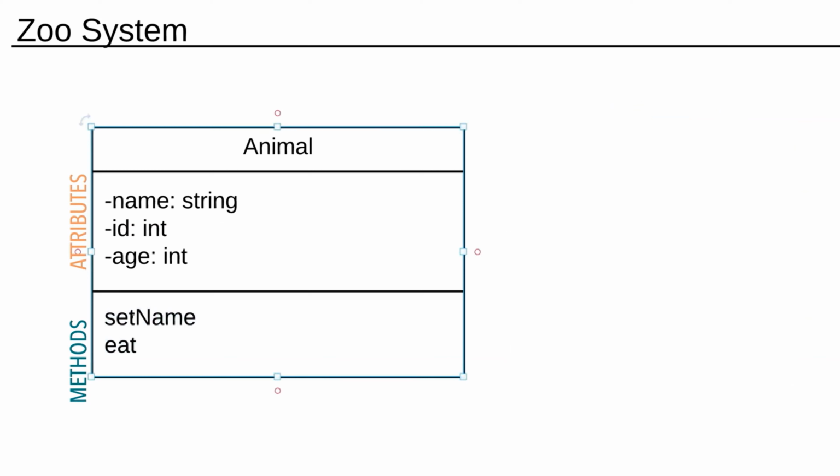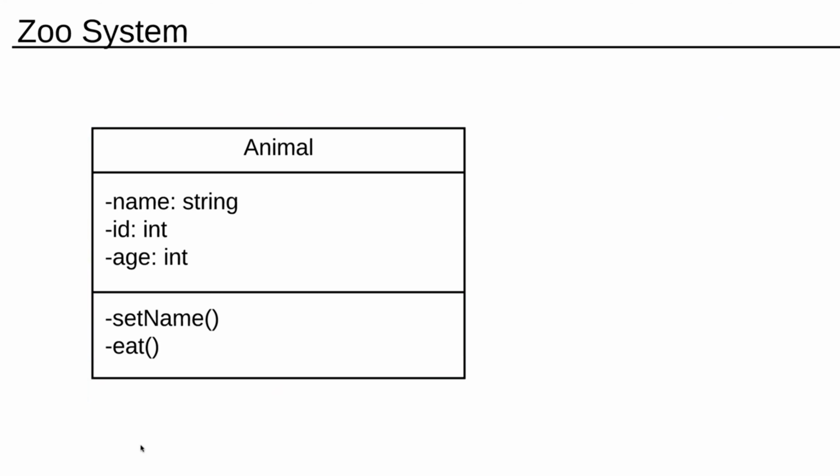You start with visibility, which we'll talk about next, then the method beginning with a lowercase letter. Next, you put parentheses to signify the function you want to program later. You can also add variables and the data type in here, but in most cases, it's not really necessary. We'll add visibility and parentheses to the eat method as well. Now let's talk about the visibility.